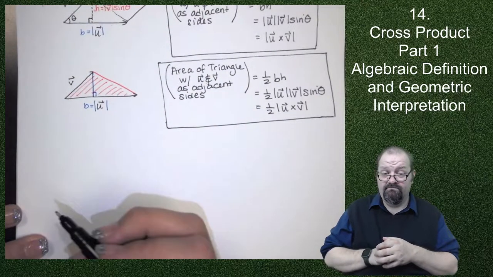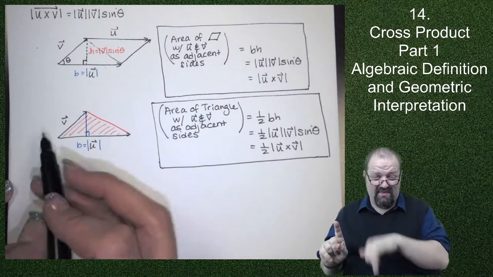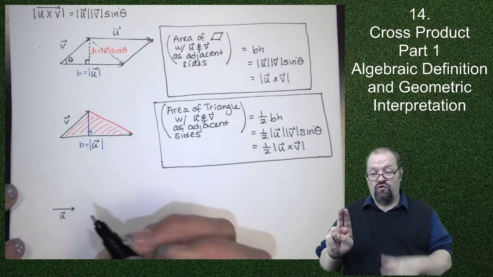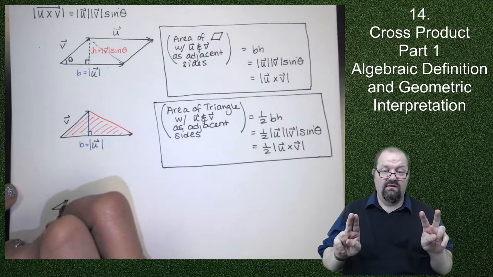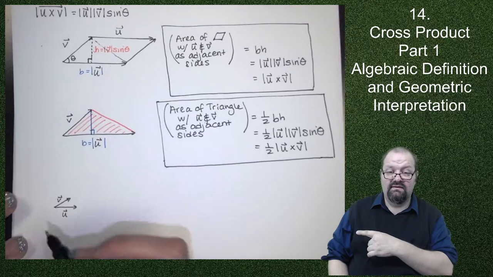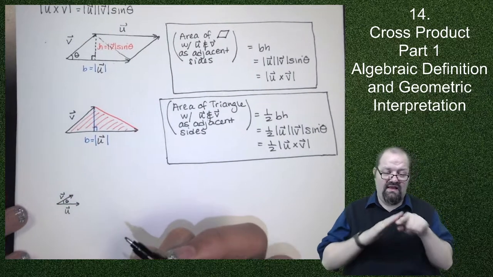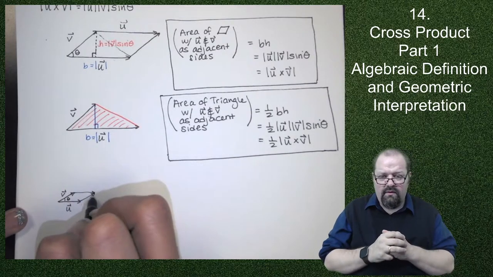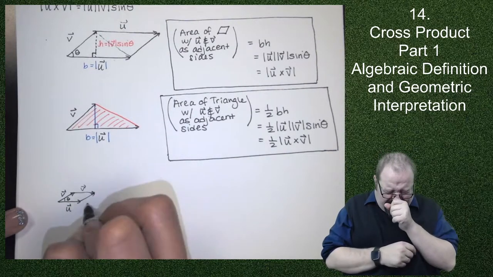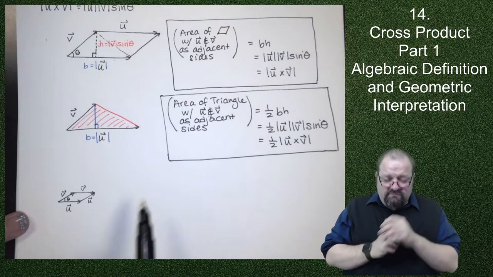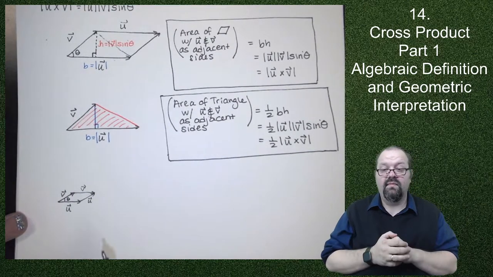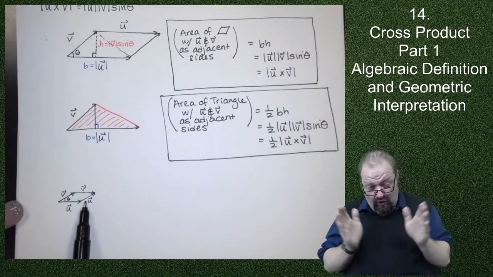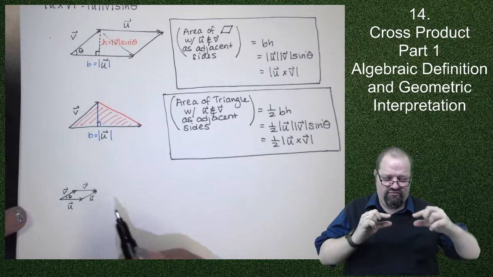Actually, with this in mind, this picture really helps. Now if U and V look like this, because the angle between them is very small, maybe it looks like my vectors have very small magnitude as well. Well, then that area is very small. And as theta gets closer and closer to zero, that parallelogram gets thinner and thinner. What if theta were zero?